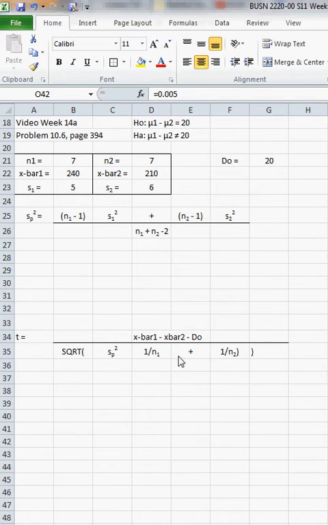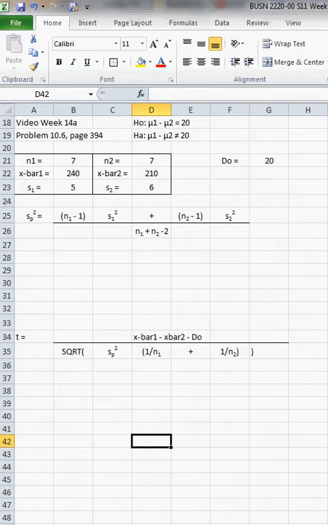Am I missing a parenthesis there? Looks like I am. Let's try that again. I'll put another parenthesis in like that. And keeping parentheses straight, as you've learned in Excel, is really important. I know what I meant to say there, but Excel doesn't.